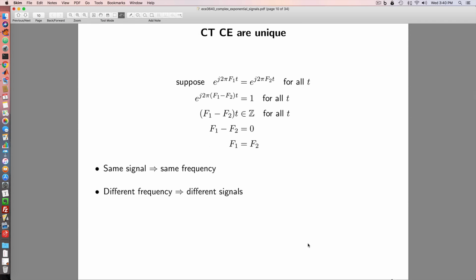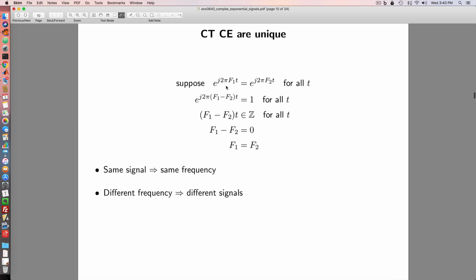The next property about continuous time complex exponentials that we'd like to look at is uniqueness. Here the idea is if I set two complex exponentials equal to each other and suppose that they have different frequencies, f1 and f2, and then do a little bit of algebra, you can show that the two frequencies have to be the same if these two complex exponentials are going to be the same for all t. And it really boils down to what's going on right here.